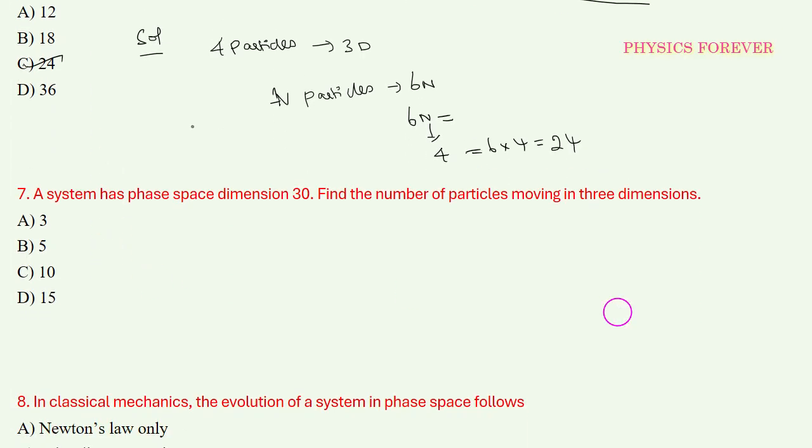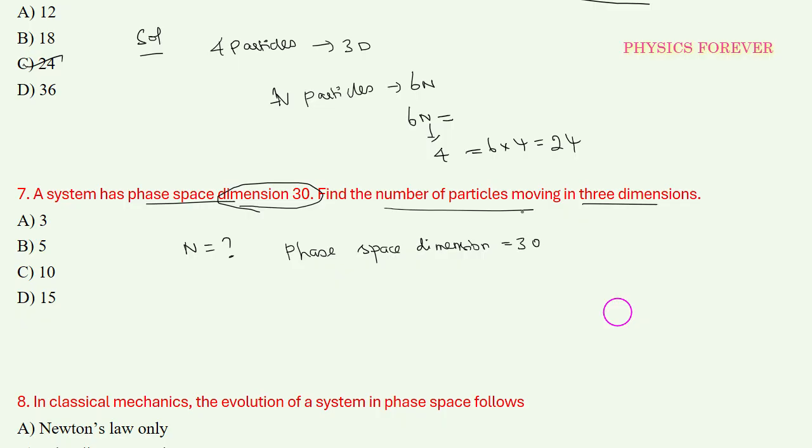Similarly, for question number 7: a system has a phase space dimension of 30, important. Here, find the number of particles in 3 dimensions. Here they are asking for the number of particles. The phase space dimension is given, which is equal to 30.